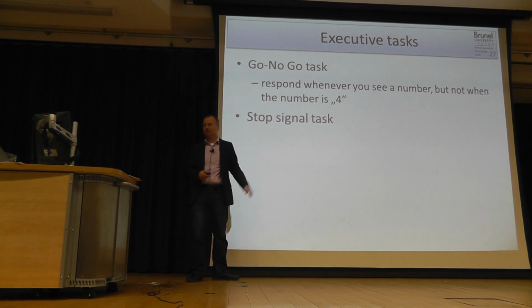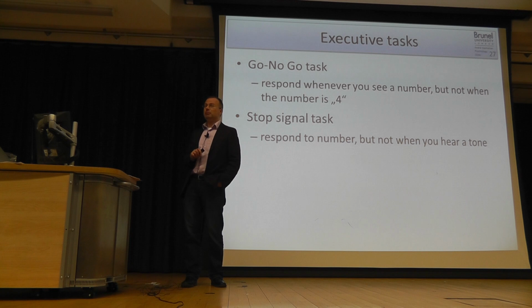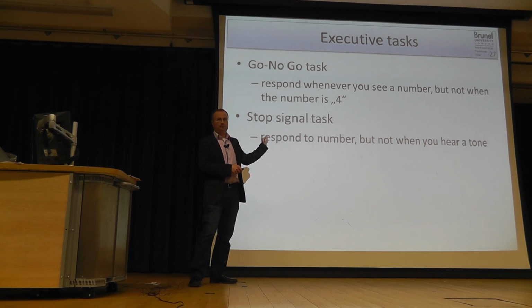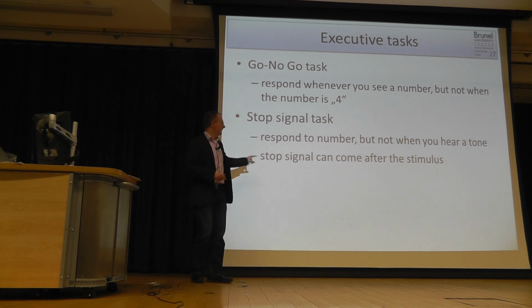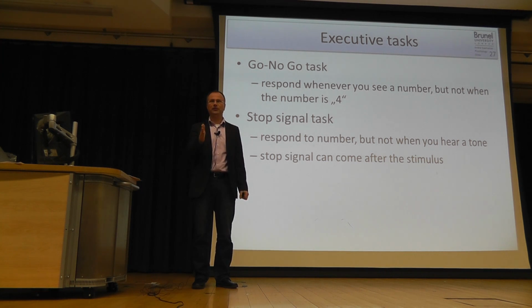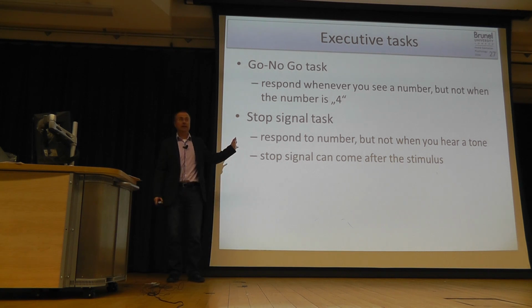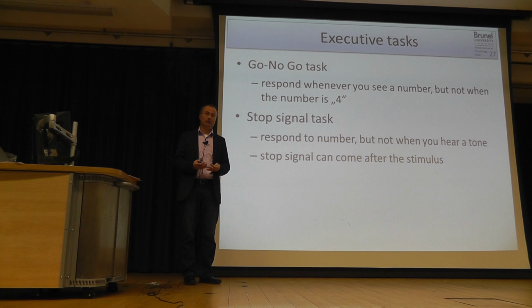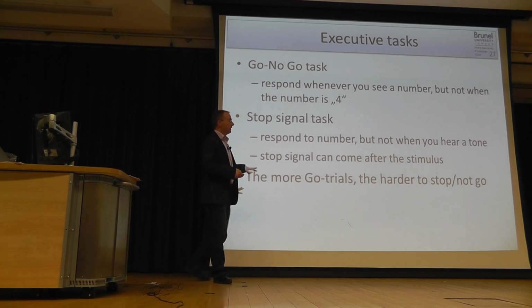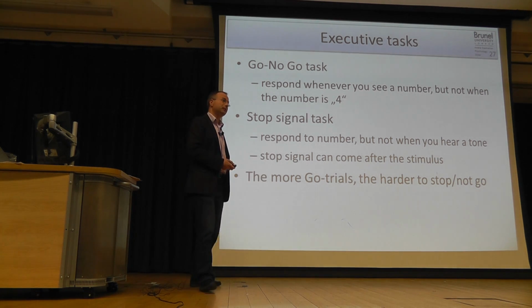A closely related task is the stop signal task. Basically the same: respond whenever you see a number, but not when you hear a tone. The advantage of that task is that you can present the stop signal actually after you have presented the stimulus. So you can test where the point of no return is for people, where they can't stop their response anymore. And what you need in this task, obviously, is a very good control of inhibition. You need to be able to inhibit quickly and strongly something which you already had to do. And you can manipulate that. For instance, if you have a lot of go trials and only very occasionally no-go trials, it becomes a very difficult task.